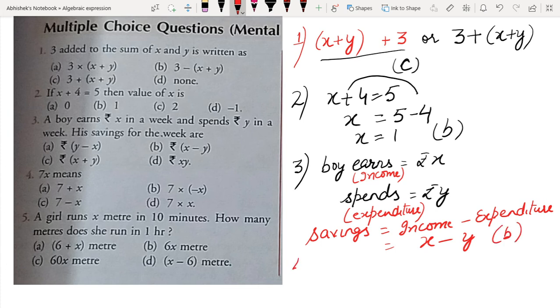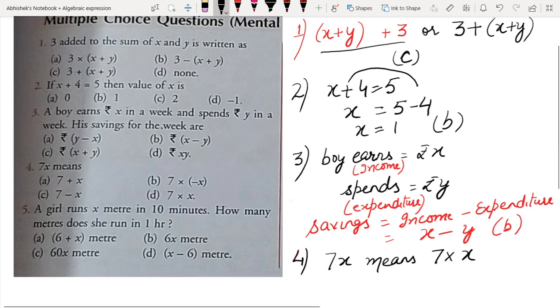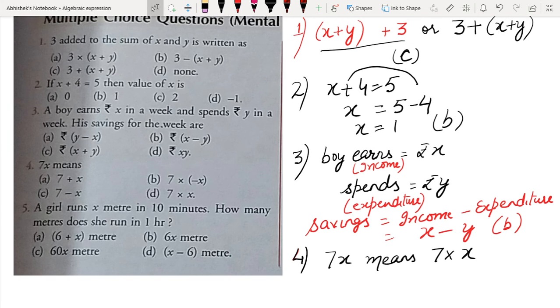Now look at the fourth question. Fourth one is 7x means. What does 7x mean? 7x means 7 multiplied by x. So our answer is D. D option is correct.